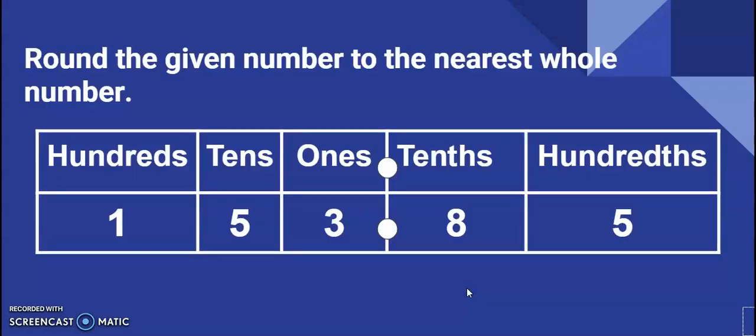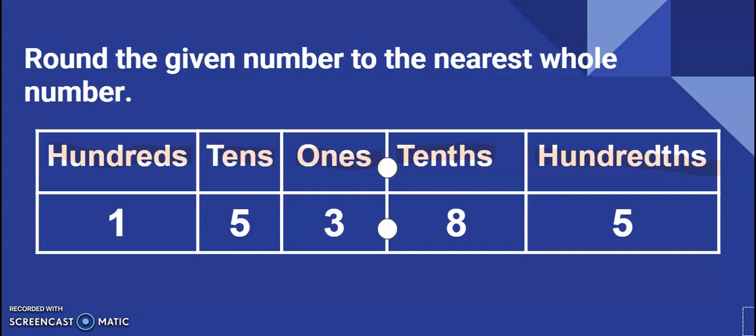Let's begin with some practice. Round a given number to the nearest whole number. Students, it is important to know the place value of the digits in a number before rounding. So we take the help of the place value grid for that. The digits that are after the decimal point represent the decimal place values, that is tenths and hundredths. The digits that are before the decimal point represent the whole number and the place values ones, tens and hundreds.